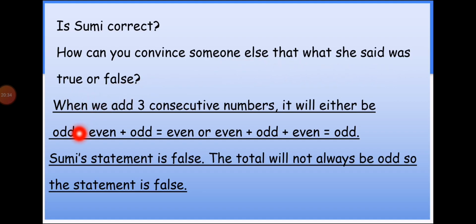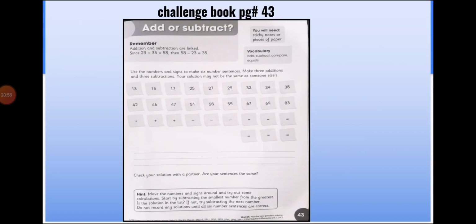So you will write your answer in the down part of the page. When we add three consecutive numbers, it will either be odd plus odd is equal to even, or even plus odd plus even is equal to odd. Sumi's statement is false. The total will not always be odd, so the statement is false. Now, we have done page number 42. Now page number 43, add or subtract.